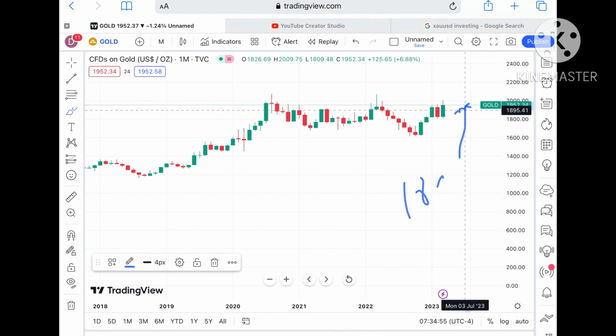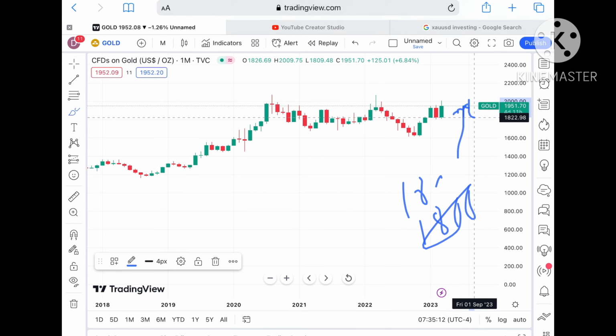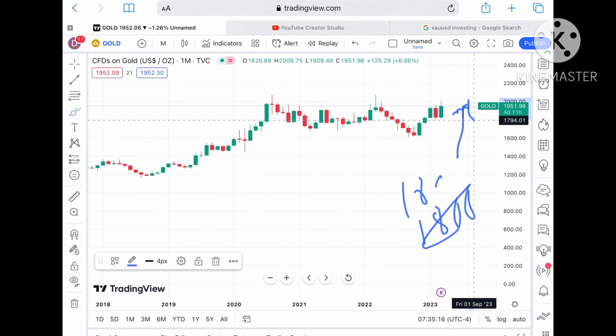Once the price falls below that level, it can go towards a level of 1842, and from there we can see it can fall further low towards 1818. After 1842 we can see a level of 1818, and once it moves below that level, we can see a level of around 1794.